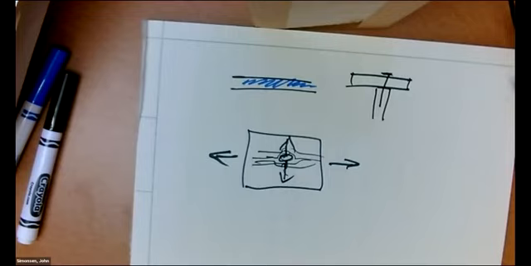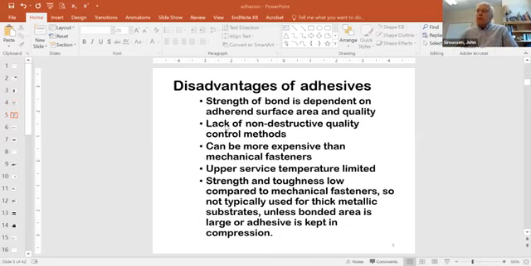Okay, so this is definitely a slow way to go. All right, disadvantages. So as I mentioned before, the strength of your overall bond depends on the surface area and the quality of the bond, right? If you've got two dusty, dirty, covered with sawdust pieces of lumber, you can nail them together or screw them or bolt them, no problem, doesn't really matter. With glue, it needs to be, as I'm sure everyone knows, clean and dry, right?